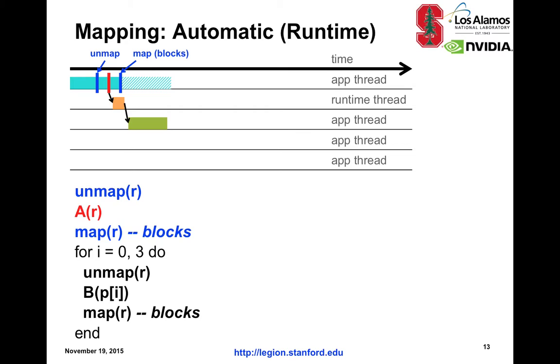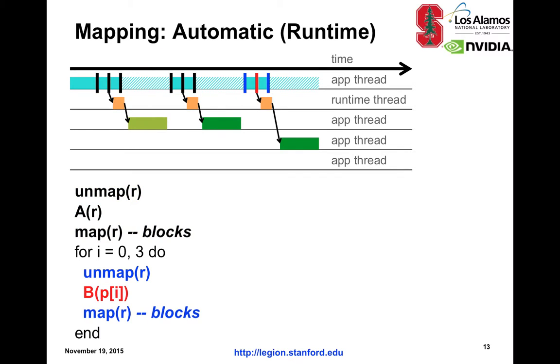This means that in a timeline, the Legion runtime automatically inserts map and unmap calls around every single task launch if the user neglects to do so. And what this means is that a timeline with these automatic map and unmap calls ends up being very spread out because every single task causes the runtime to block before it returns control to the parent thread.